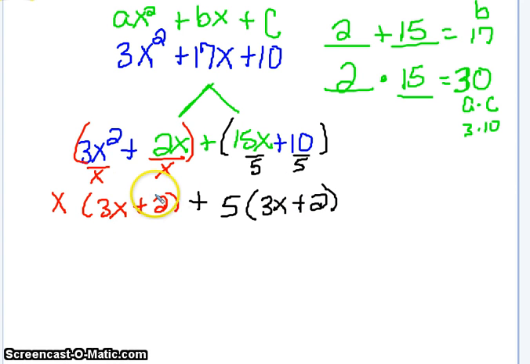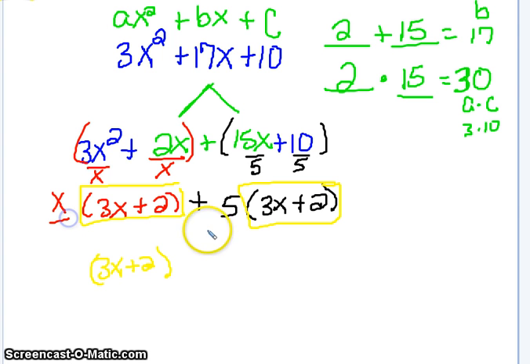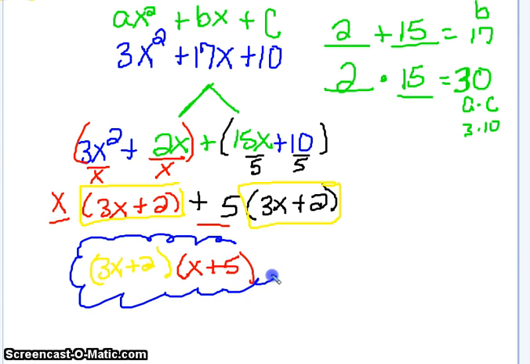So my greatest common factor is 3x plus 2. And my other factor, which is left over, the x plus 5, will give me my final answer. If I were to FOIL these two back together, or use the box method, we would be back up here.